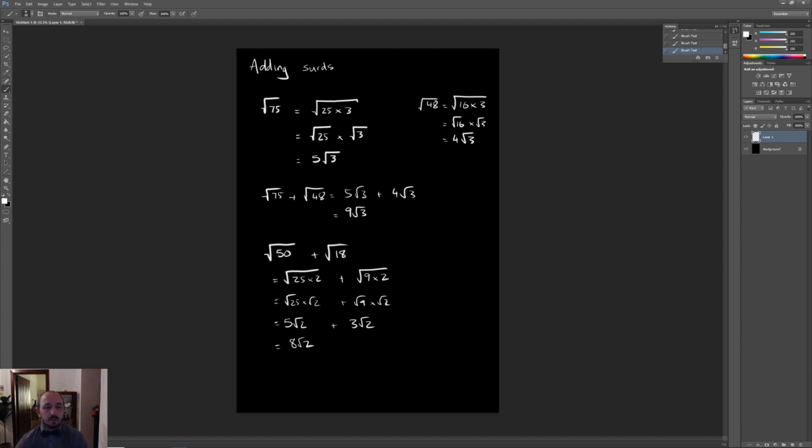So when we're trying to add and subtract surds, subtracting surds is the exact same thing. We're going to try to find that square number that's a factor, and then try to get the same root so that we can collect them together.